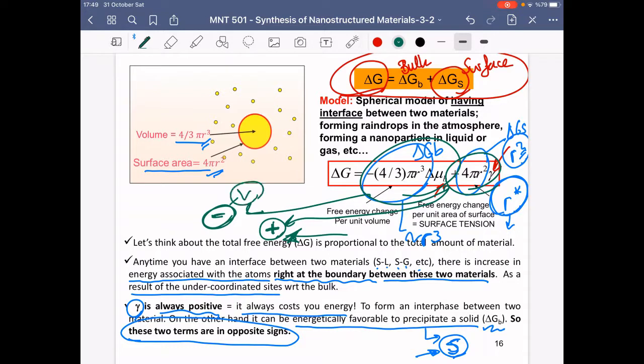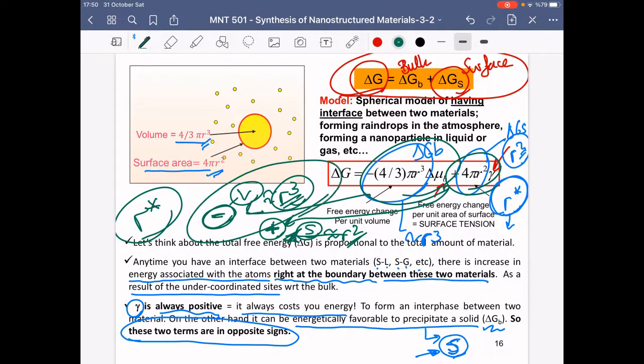And this is a volume term, and this is a surface term. So this is an r cubed term, and this is an r squared term. You can think, oh well, this is r cubed, this will affect more, right? And this will affect less, because this goes faster, so it's always going to go to the negative side. But that's not the case. There is an r critical that we have to guess where it's happening, where the negative term starts to govern this reaction.